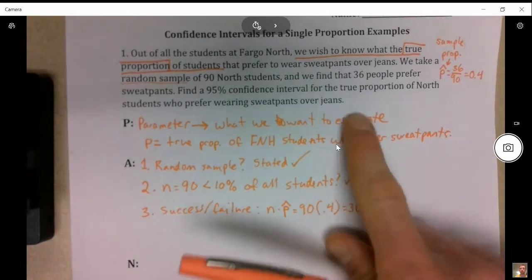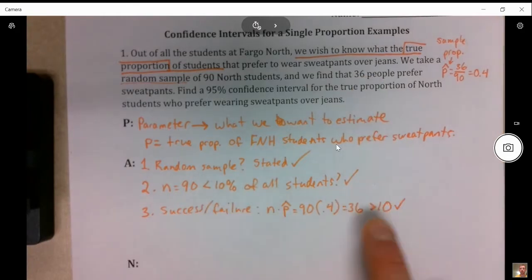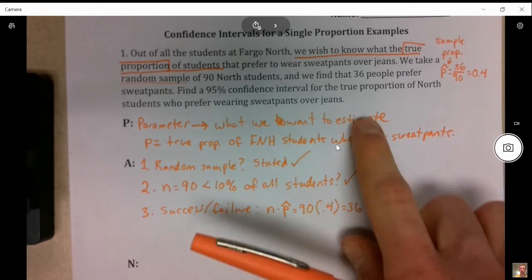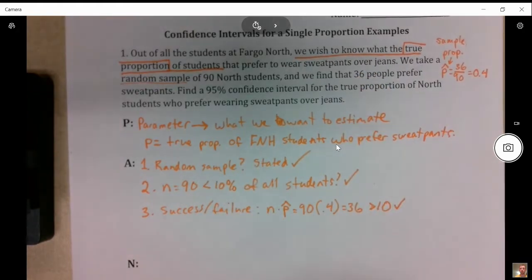Now, of course, we were actually told that in the start of the problem, 36 people prefer sweatpants. So really, we didn't have to show this step. I just show you that because sometimes you are not given that 36. So that is how you would mathematically check that.